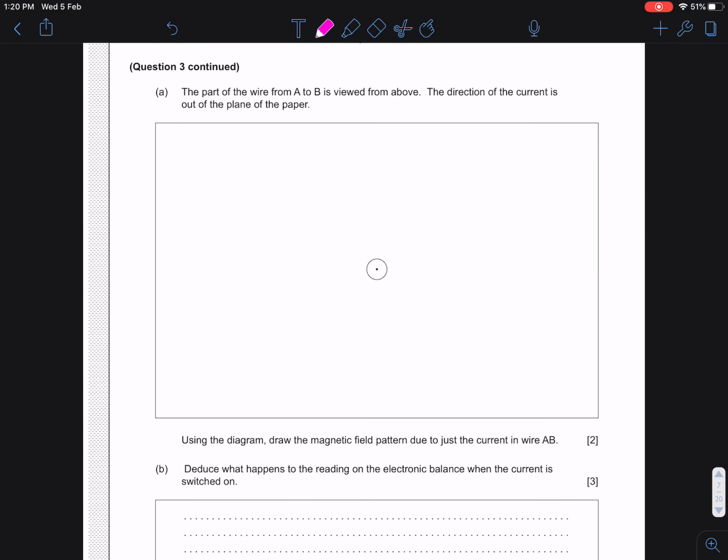Part of the wire from A to B is viewed from above. Direction of the current is out of the plane of the paper, which is shown here by the dot in the middle. Using the diagram, draw the magnetic field pattern due to the current. Okay, so for this one, you want to use your right-hand rule with the bent fingers, the kind of right-hand claw rule. So your thumb is the direction of the current, and your curved fingers are the direction of the magnetic field. So the magnetic field is going to be going around like that.